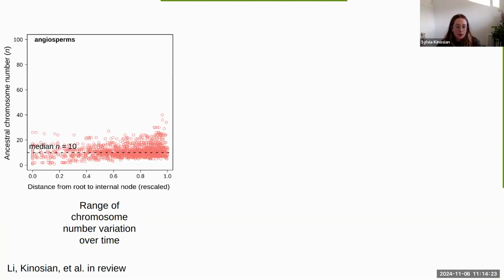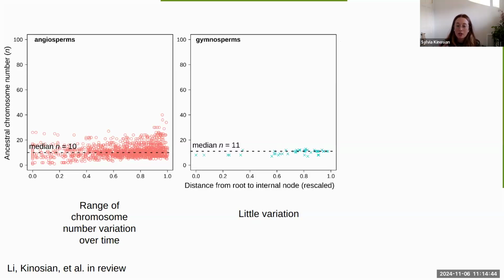First, here are the angiosperms. They have an estimated median value of about n equals 10, which is supported by empirical evidence from other studies. We do see a range of chromosome number variation over time, but all centering around this median value of 10. Then we have gymnosperms, which I mentioned before have low chromosome numbers, but they don't have very many whole genome duplication events, so their genomes don't change a whole lot over time, at least in the sense that we're talking about with diploidization. They have a median value of n equals 11 and very little variation over time, which is supported by empirical evidence that we have.